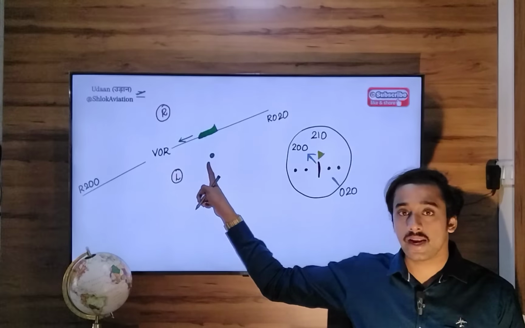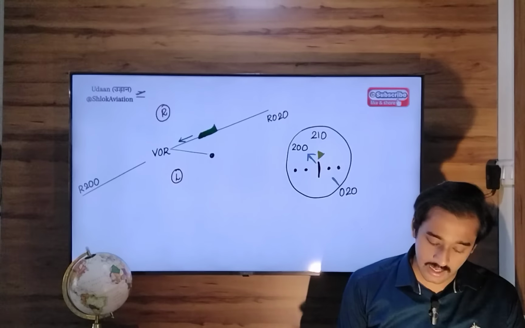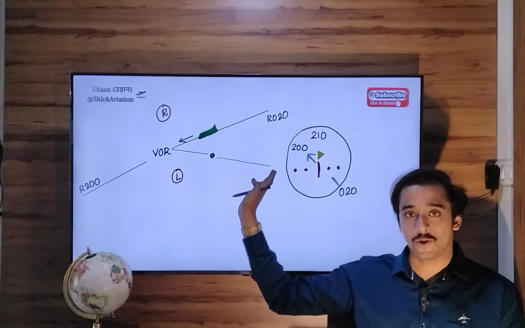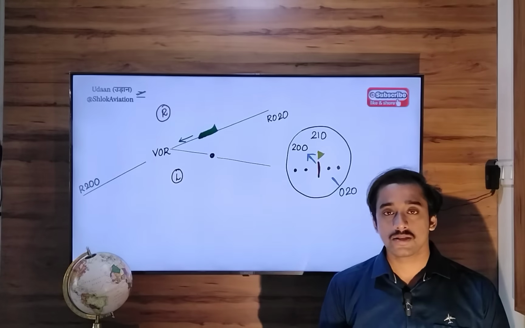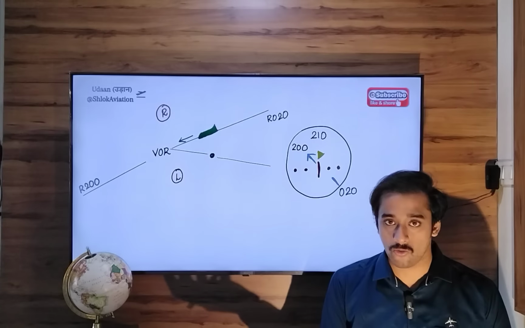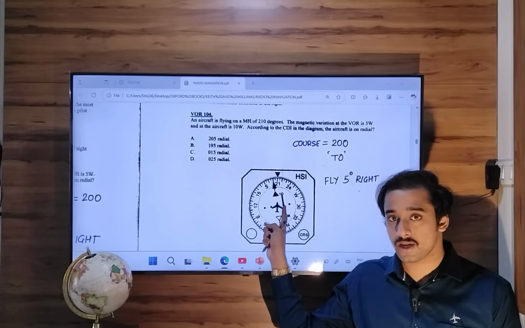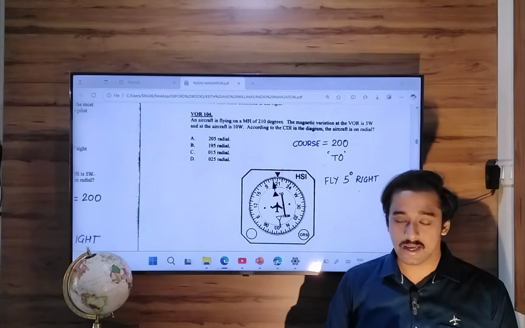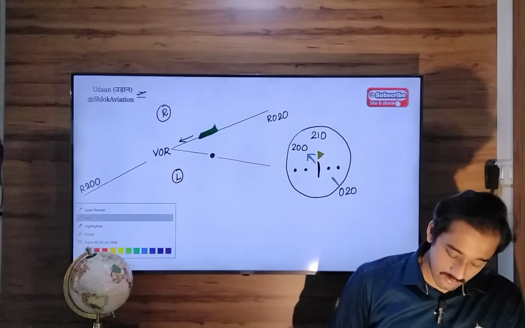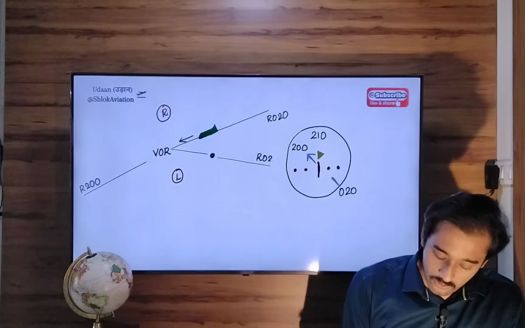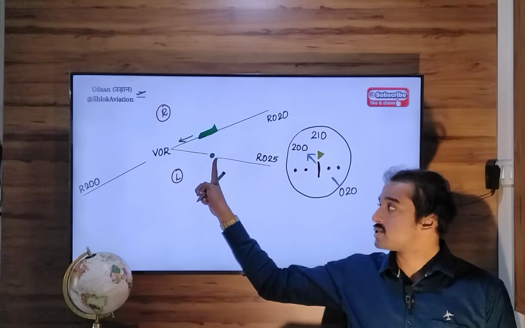And at this position, the radial passing through this point will be a radial more than 020. Right hand side values increase. So a radial more than 020. It can be 021, 025, and so on and so forth. But if you look at the diagram here, you can see the deflection has happened to 1 dot right hand side. 1 dot is equal to 5 degrees. So that means the aircraft has deviated 5 degrees to the left hand side, and that will be equivalent to a radial of 025. So the aircraft is situated on radial 025.